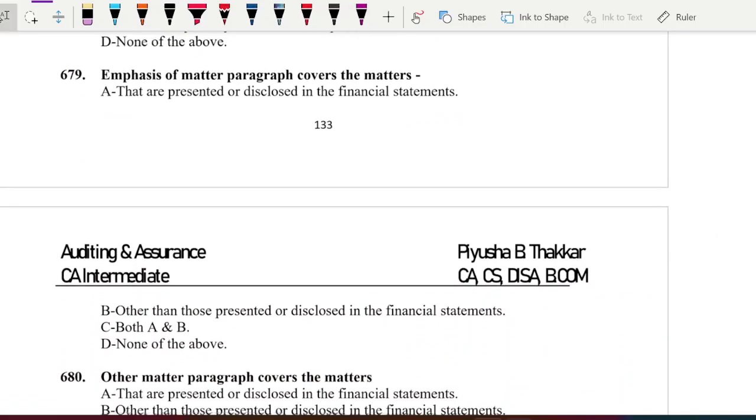Emphasis of matter paragraph covers the matters that are presented or disclosed in the financial statements, other than those presented or disclosed in the financial statements, both A and B. Whenever in the alternatives there is the option of all of the above, both of the above, there is a certain kind of tickling in the student's stomach. Okay, certainly all of the above would be the answer or both would be the answer. There is nothing of such sort. Whenever such alternatives appear, that means you have to be extra careful. Emphasis of matter paragraph speaks only of those matters which are presented or disclosed in the financial statements. So here A should be the right answer.